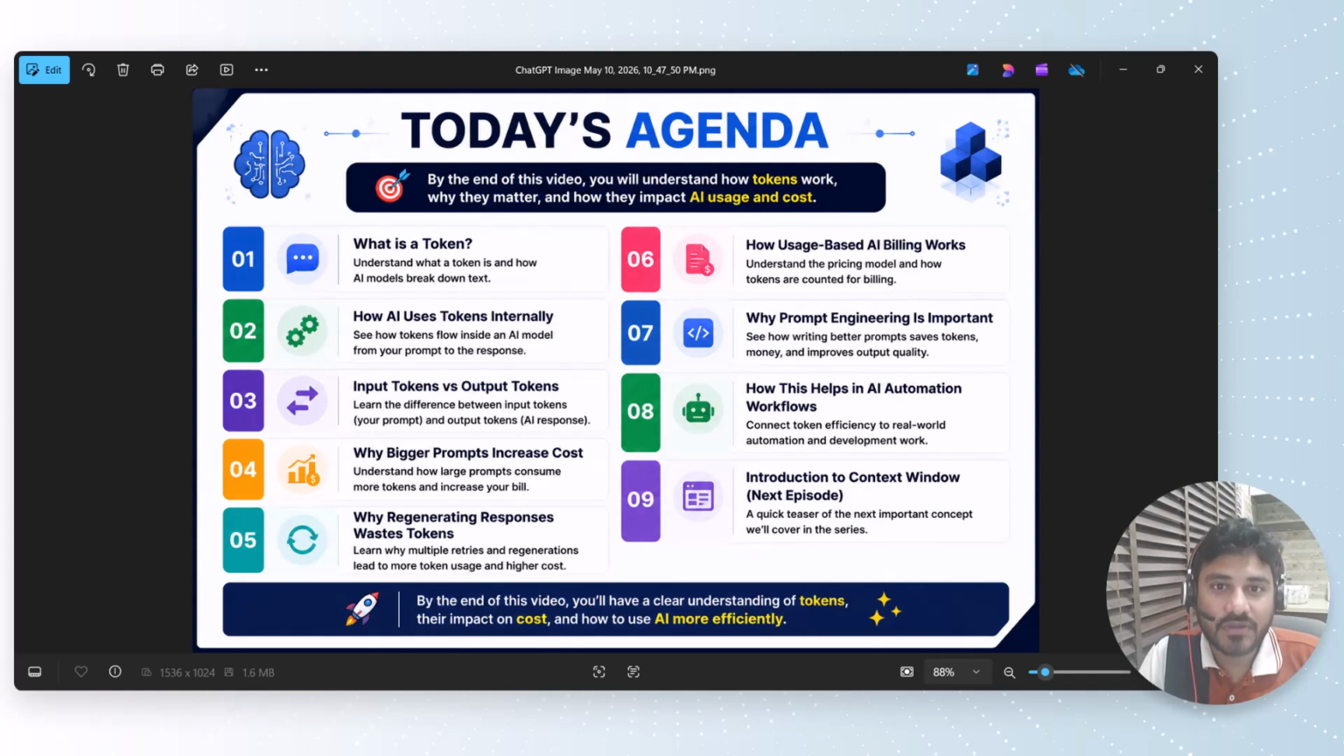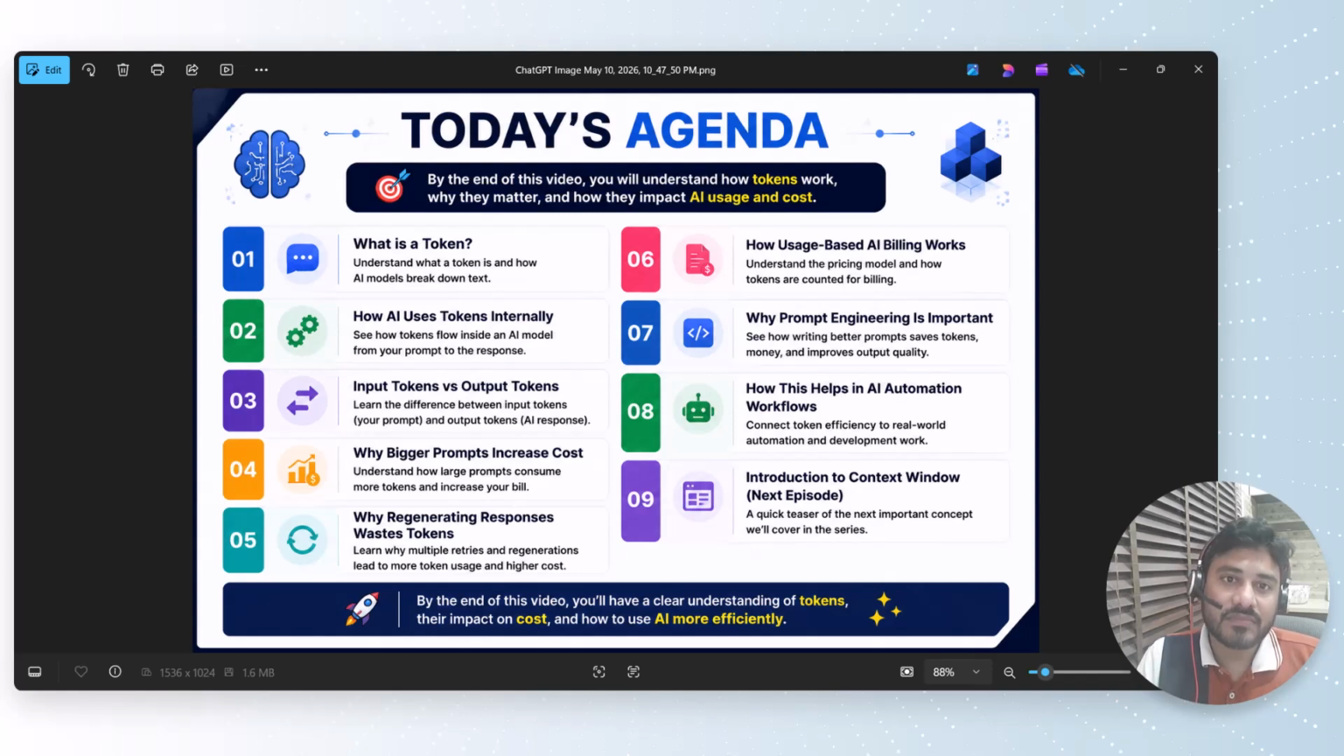In this episode, we will understand what tokens are, why they matter, how AI pricing works, and why prompt engineering is becoming important. If you are following the AI test automation series, understanding these concepts will actually help you use tools like GitHub Copilot and Playwright MCP more effectively.